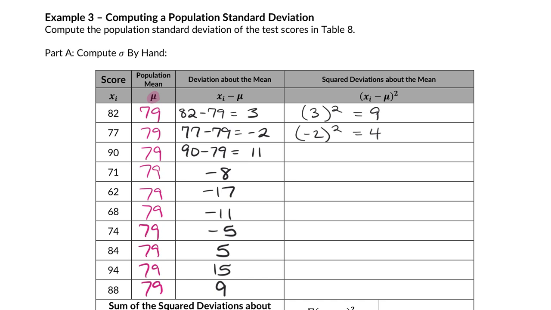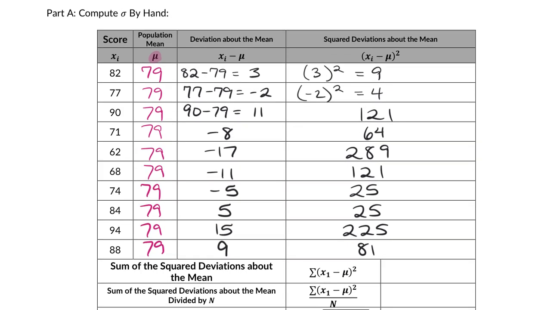Notice that I'm squaring the entire -2 and not just 2 in my calculator. Put it in parentheses, or better yet, just do it in your head. 11 squared is 121, -8 squared is 64, -17 squared is 289. Then you have 121, 25, 25, 225, and 81. So we have the squares of the deviation about the mean. Again, pause the video real fast and double check my math because we get it.